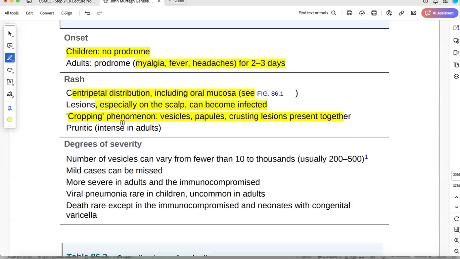Now, the rash has a specific feature, which is that it is a vesicular rash. The vesicular rash is a rash full of fluid, a blistery rash. So if you see a blistery rash, that is what we call a vesicular rash. And the rash has this cropping phenomenon. So in the same patient, you can get multiple types of rash, like someone can have vesicles, some can have a bit of papules, some can have crusting. So all lesions together. That's a typical presentation for varicella.